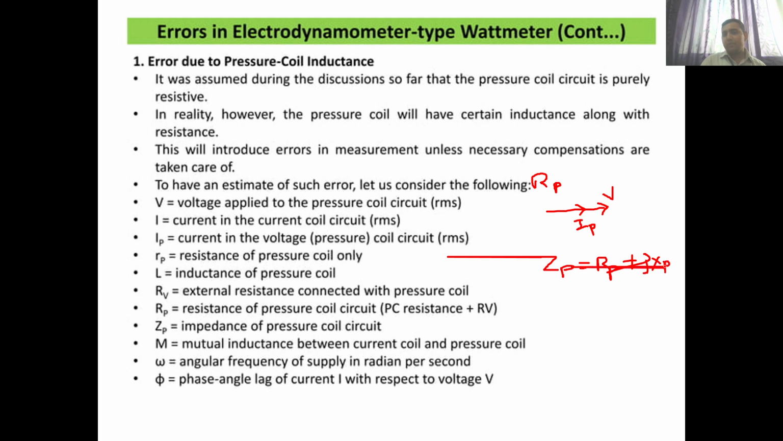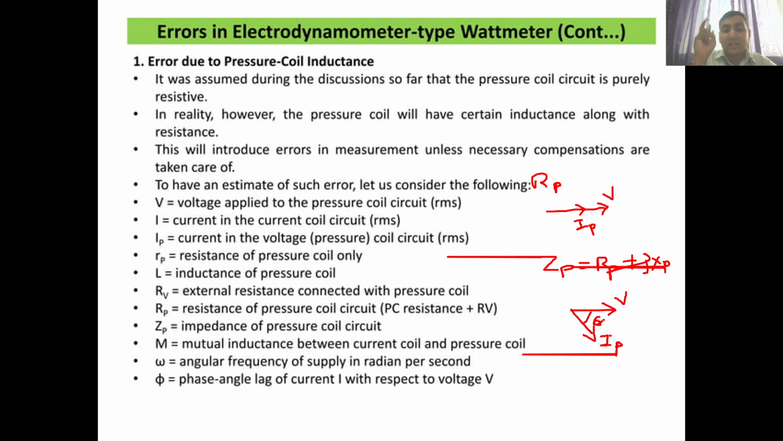So it does not only have a resistive part, it also has some inductive part, which acts as Xp. The voltage V leads, or the current Ip lags, the voltage V by some angle phi. We will calculate how this angle, the inductive effect, affects the overall measurement and the error in the system. Now Ip is the current flowing through the pressure coil, and Rp we assume is the resistance of the pressure coil.